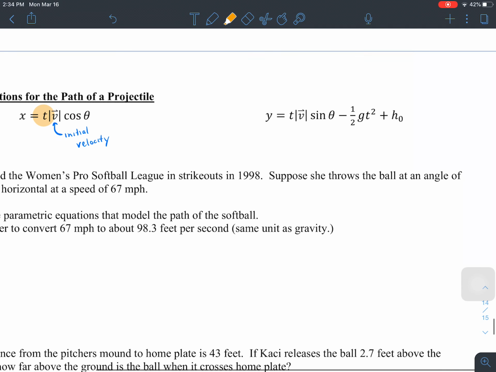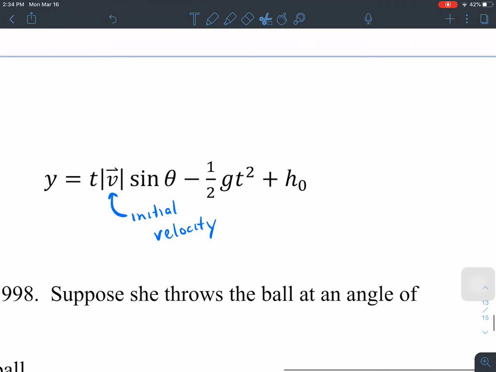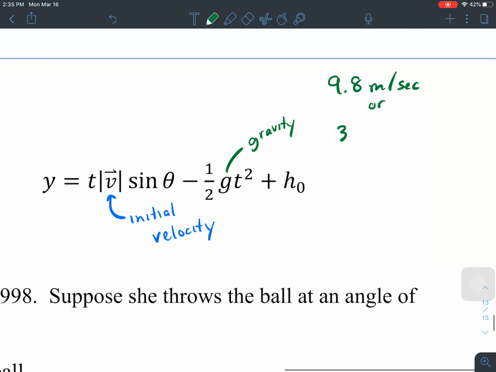For the y, notice it's the same idea in the beginning. There's a t, there's initial velocity on it, but this time there is a sine because we're dealing with vertical. Now we're also looking at subtraction. In this case, 1/2 minus g t squared. g is your gravity. Now keep in mind for gravity, if we're dealing with the metric system, we have 9.8 meters per second squared, or with our system, approximately 32 feet per second squared.